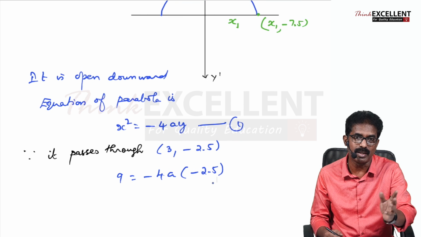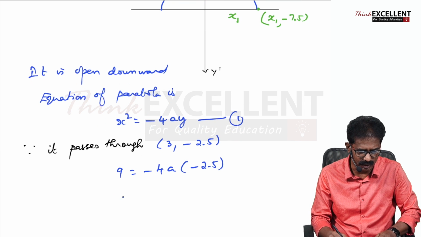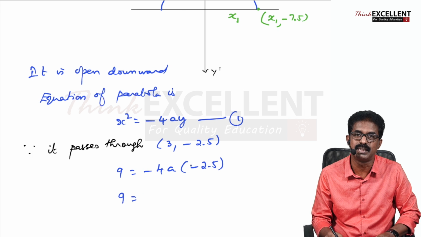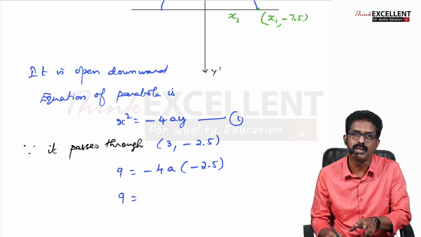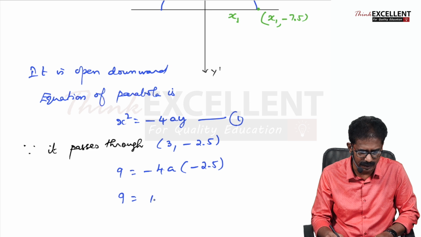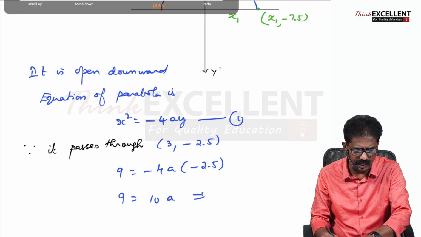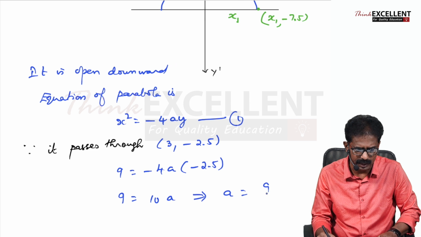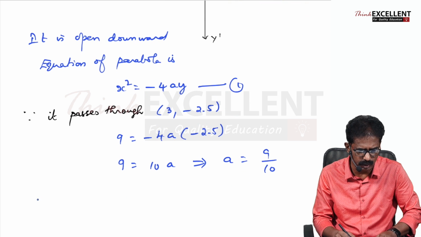But if you multiply, you'll get a beautiful number. You see, minus into minus is plus. 4 into 2.5, what is that? 10, right? So 10a equals 9. So you can find a from here. You can find a equal to 9 by 10. Substitute it in the first equation.